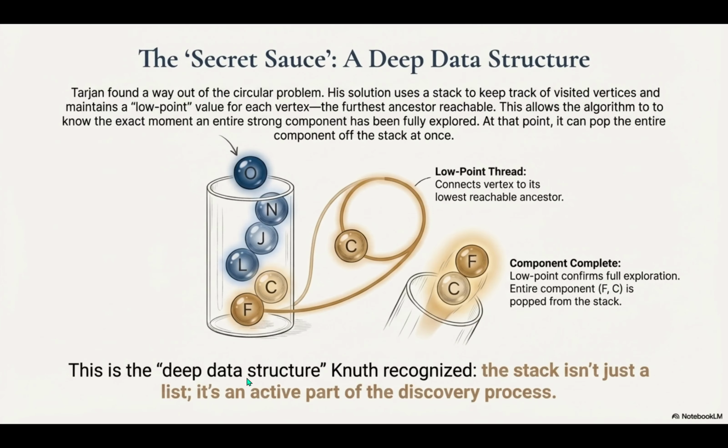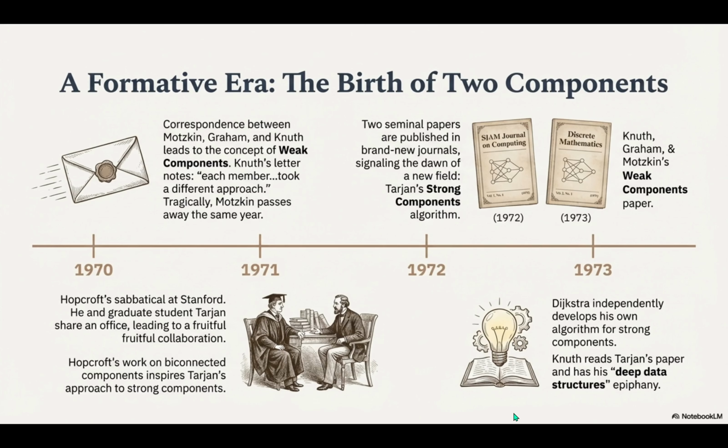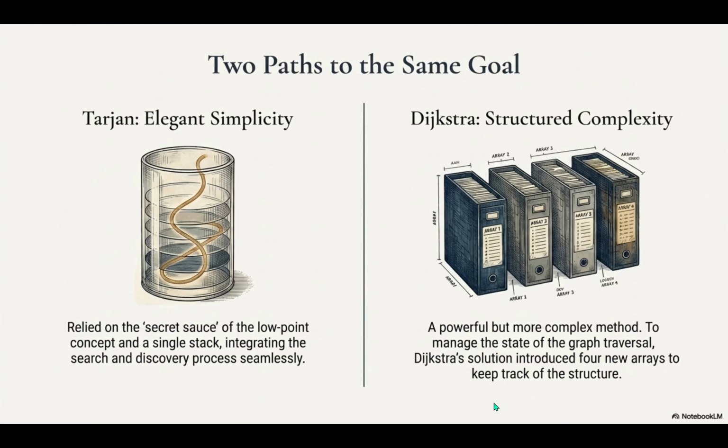And the sources contrast this with other approaches at the time. Oh, absolutely. Tarjan's is all about elegant simplicity. One stack, one extra number. Dijkstra, who was another giant in the field, developed a solution that was more like structured complexity. It required managing 4 different new arrays just to keep track of the state of the graph. It worked, of course. But Tarjan's minimalist approach is what became foundational. It's the difference between a sleek sports car and a giant complex machine that gets the same job done.